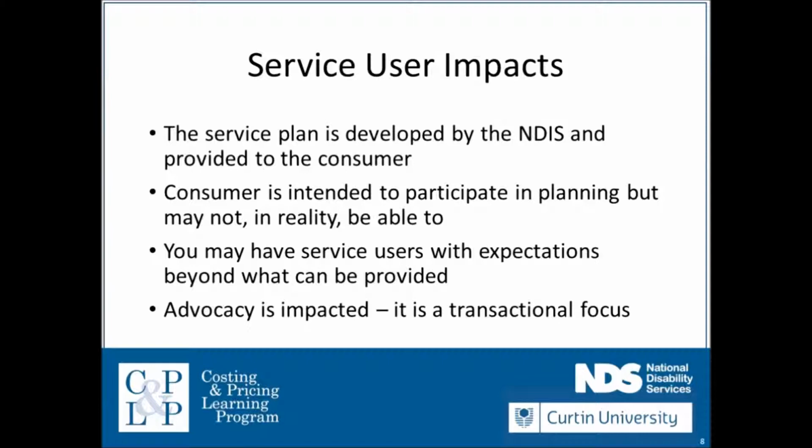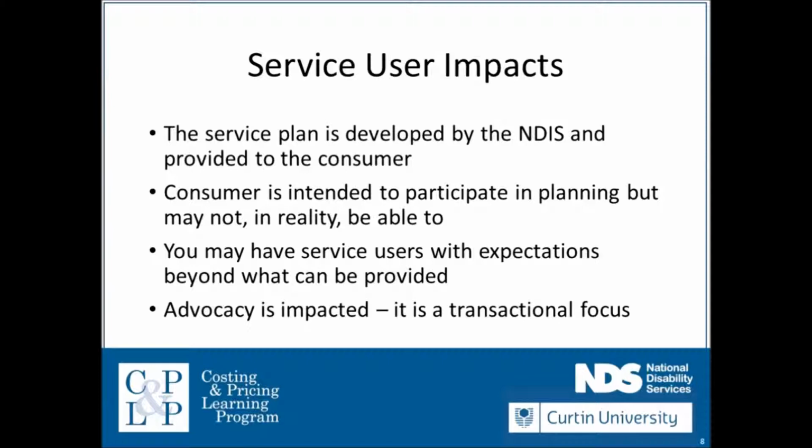You might have those expectations, particularly where you have very new people entering into disability service needs as a result of acquired brain injury or some other reason that sees them newly entered into the system after they have listened to the political rhetoric and national conversation around the NDIS. They may well have expectations beyond what can be provided.